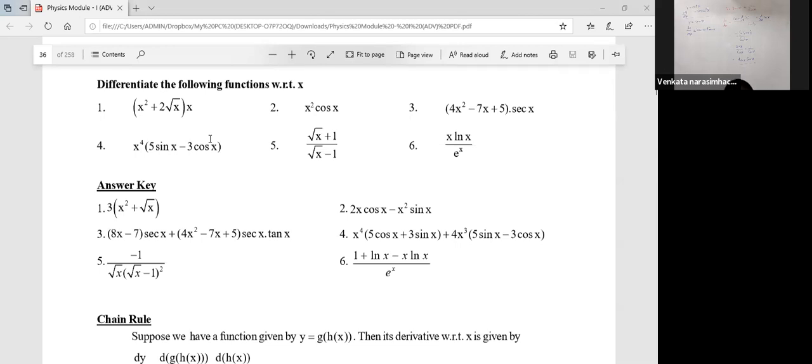Sir, for confirmation, differentiation of sec x is minus tan x, not? Differentiation of secant x will not have a negative sign. It will be secant x tan x. Only cos, cot, and cosecant will have a negative sign after differentiation. So we can remember that the functions starting with C have a negative sign and the others don't. Cos, cot, and cosecant after differentiation will have a negative sign.